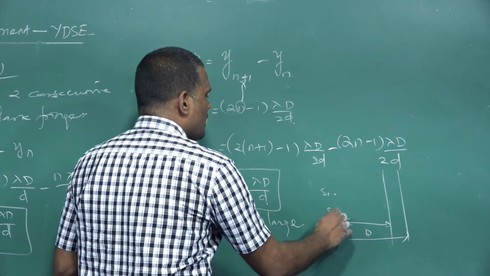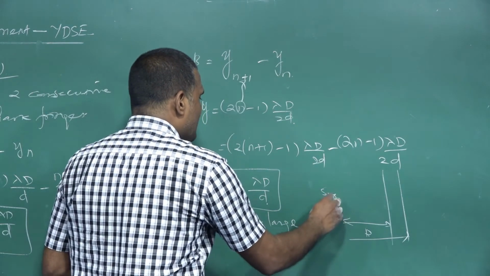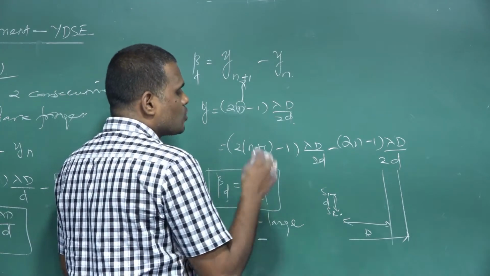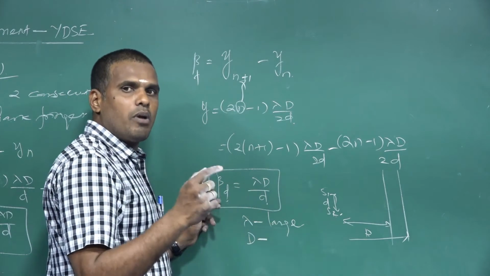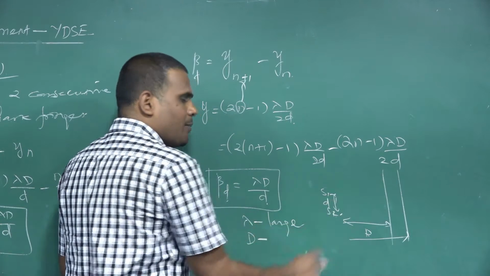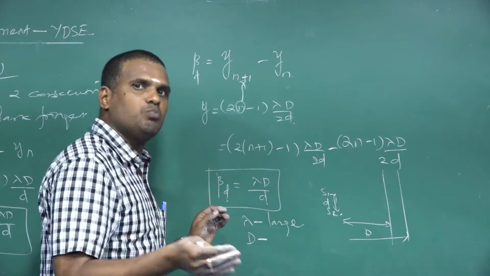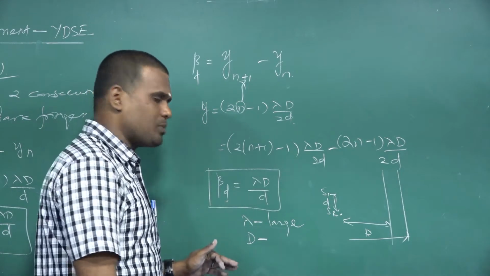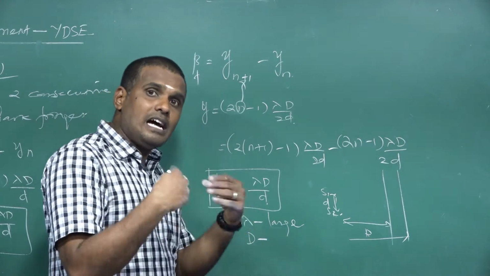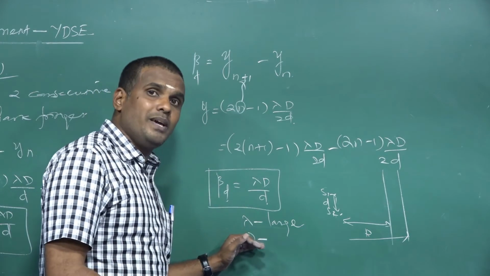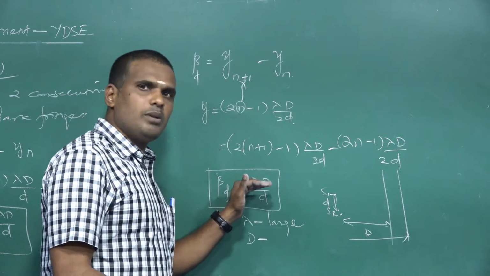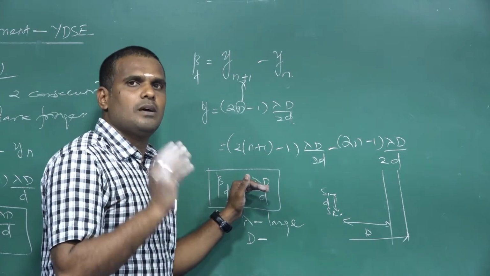These are the slits S1 and S2. And small d is coming in the denominator. So we can say, in order to get clear and broad interference bands, the distance of separation between the two slits must be as small as possible. Small d must be as small as possible. Capital D must be as large as possible. Lambda must be as large as possible.